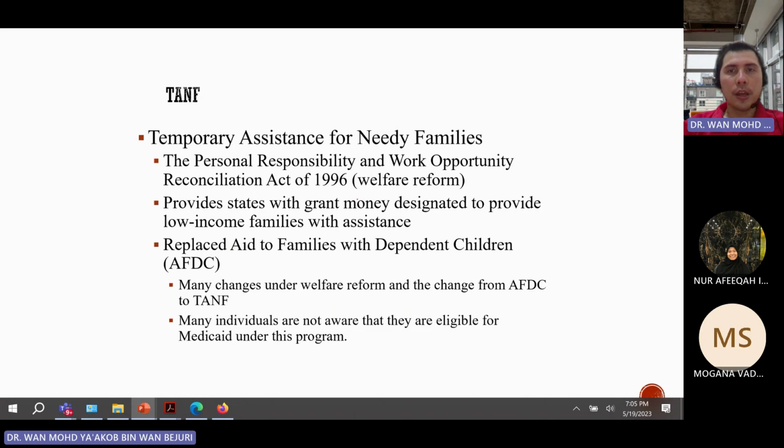So basically, this kind of insurance is under the Act of 1966, the Personal Responsibility and Work Opportunity Reconciliation Act. This is under welfare reform. Basically, it provides states with grant money designed to provide low-income families with assistance. It replaces Aid to Families with Dependent Children, which is AFDC.